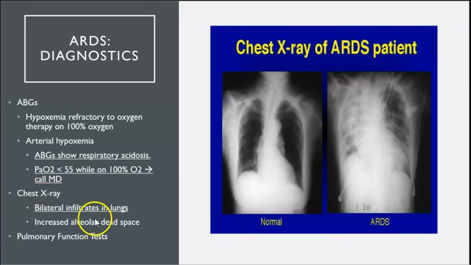Chest x-ray, you'll see bilateral infiltrates. I have a nice picture here for you. It's just the cloudy haziness. So anytime you see this, it means there's fluid building up in that lung. Increased alveolar dead space. And then we also want to do a pulmonary function test, which is not going to be so great. It's going to show that their lung compliance is terrible.